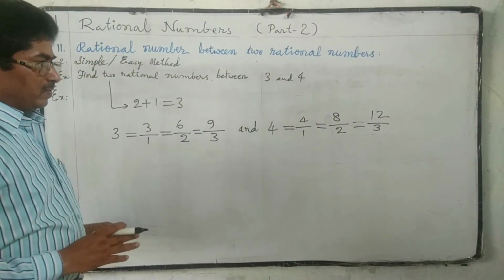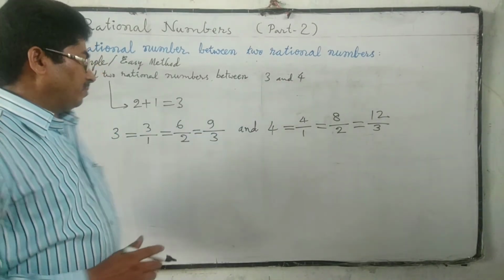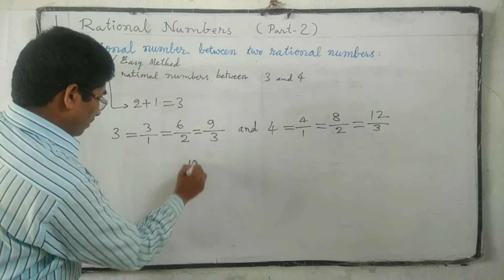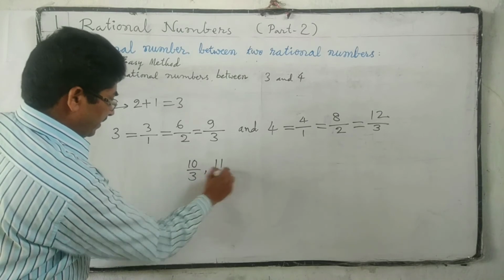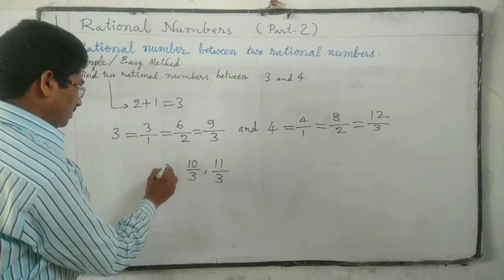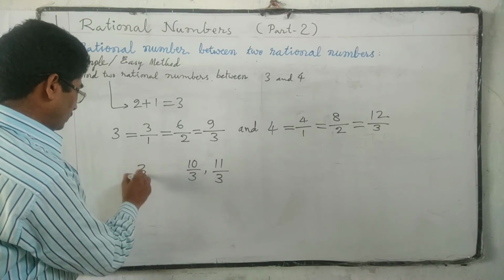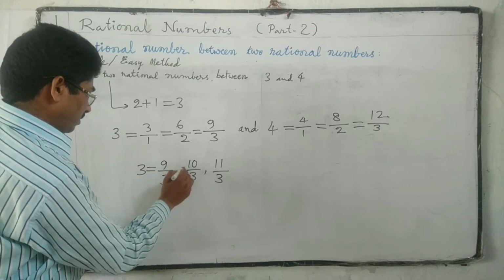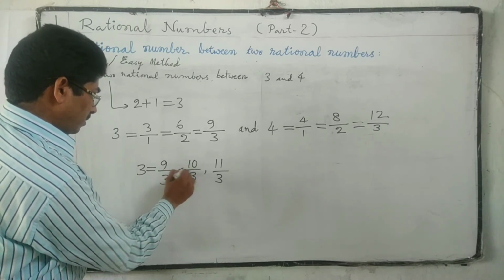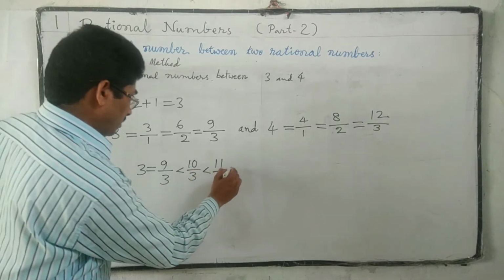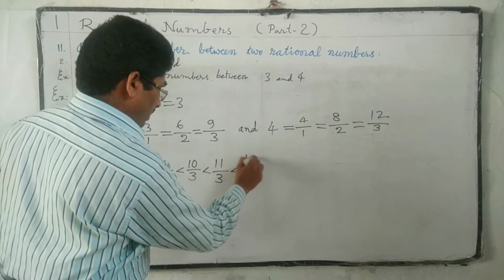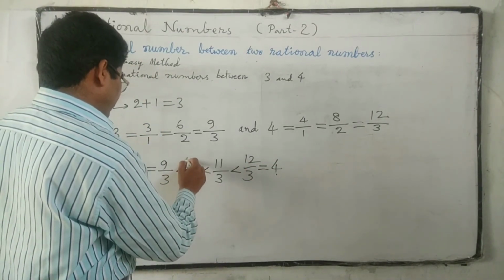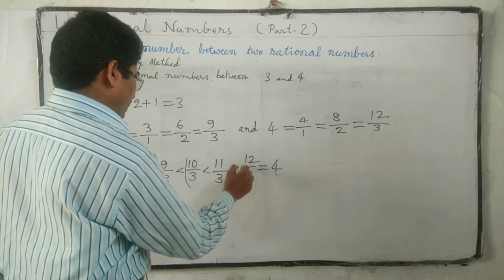Now we can say the rational numbers between 3 and 4. After 9 by 3 come 10 by 3 and 11 by 3. These lie between 3, that is 9 by 3, and 12 by 3, which is equal to 4.